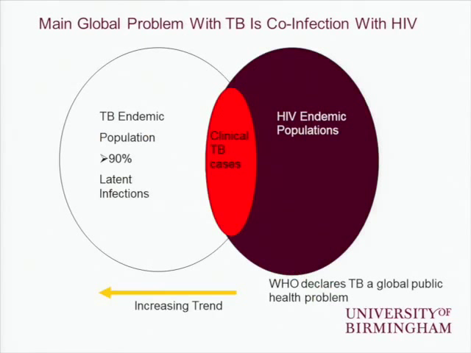The second major factor in terms of tuberculosis incidence is its co-infection with HIV. And this highlights the number of clinical cases you obtain with TB when you have HIV endemic populations of tuberculosis sufferers.